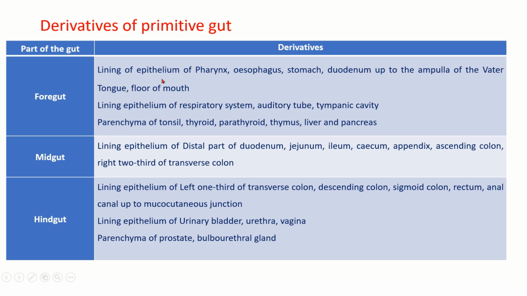So endoderm of the foregut: lining epithelium of pharynx, esophagus, stomach, duodenum up to the ampulla of Vater, tongue, and floor of the mouth. The lining epithelium of the respiratory system, auditory tube, tympanic cavity. Parenchyma of the tonsil, thyroid, parathyroid, thymus, liver, and pancreas.